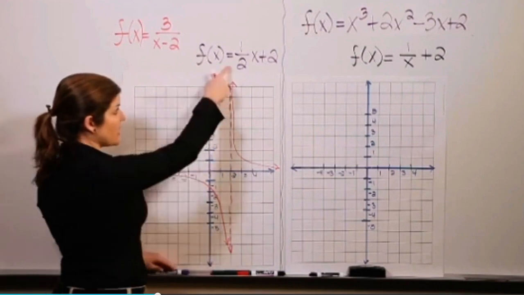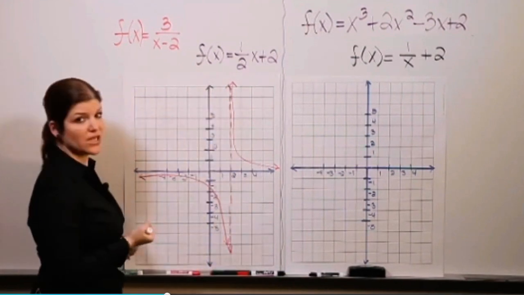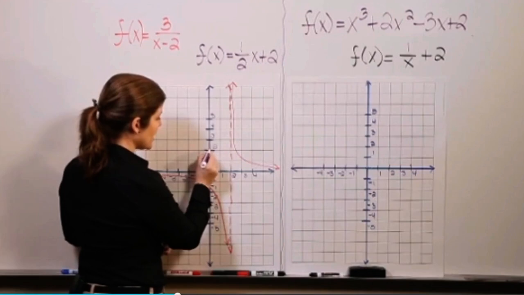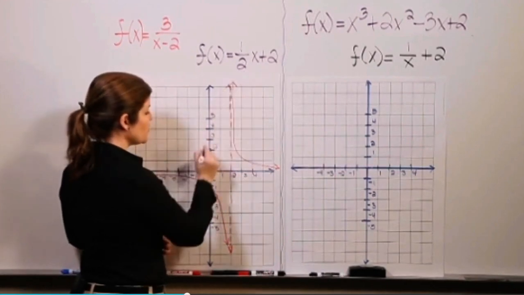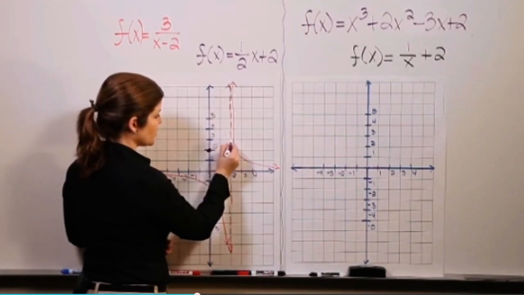My second graph is a line. I have 1/2 x plus 2. So I'm going to go ahead and go to my y-intercept at 2. And then the slope is going to be up 1 and over 2.